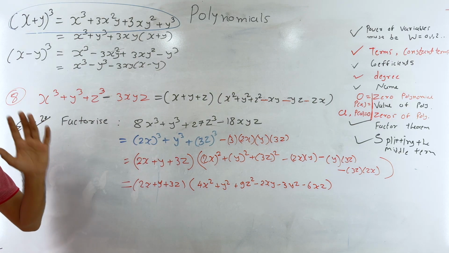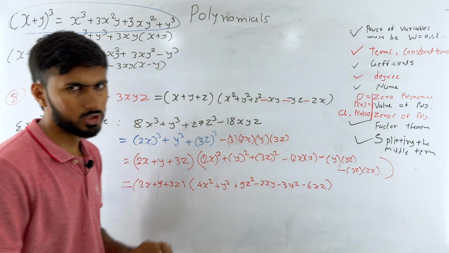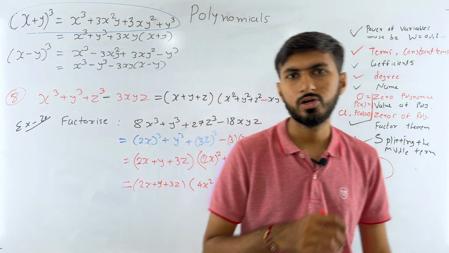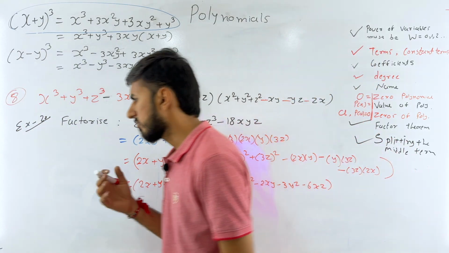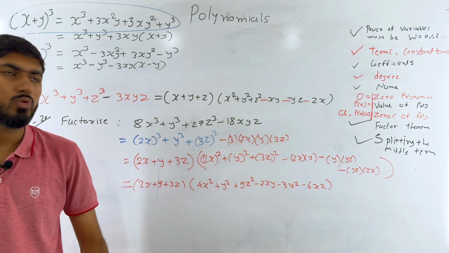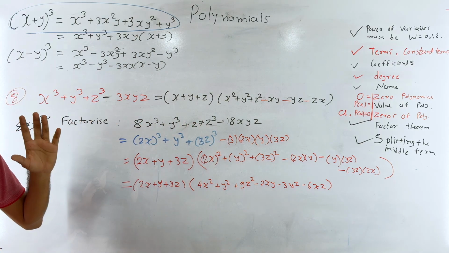So these are your 8 identities. Do more and more practice to remember these identities. Write them in your book at least 20 or 25 times, and then you will remember all the identities.